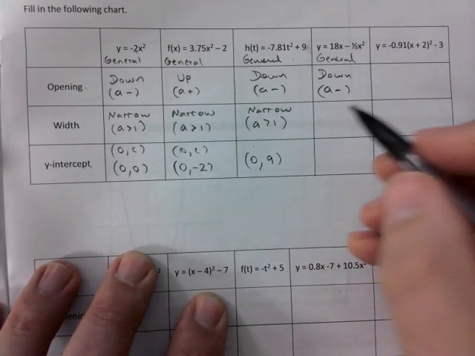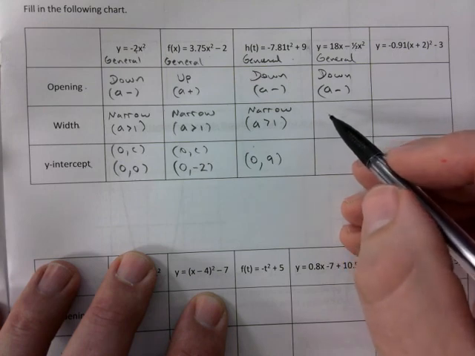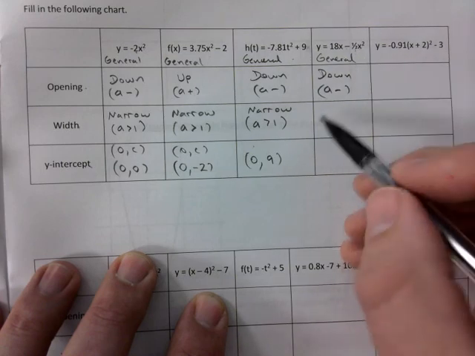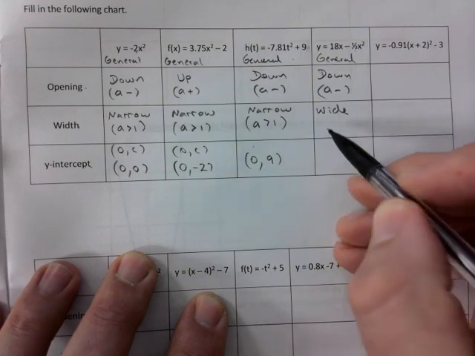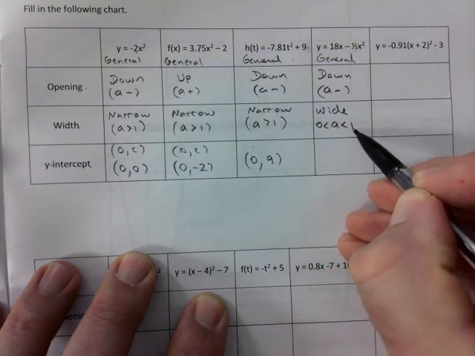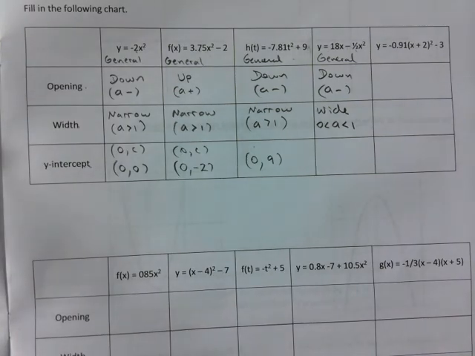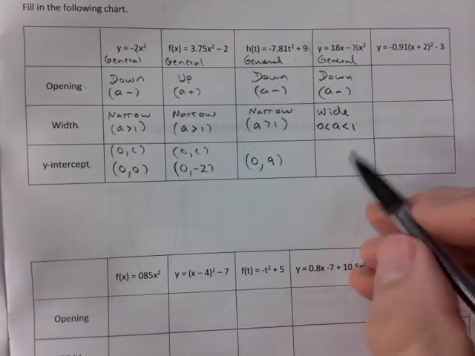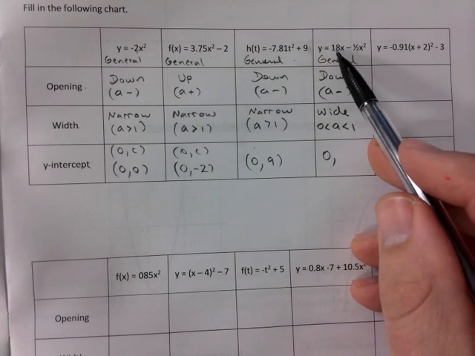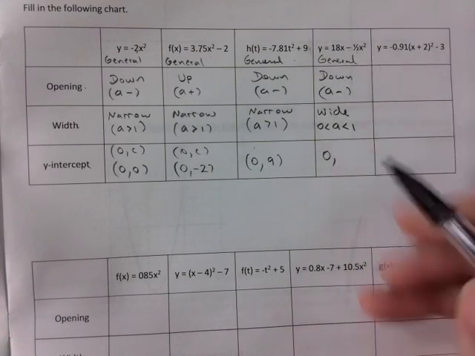Okay. Is this going to be wide or narrow? What do you think? This is going to be wide. Why is that? Because this is the explanation. A is between 0 and 1. It's 0.5 in this case, right? So it could be 0.1, 0.2, 0.3, all the way to 0.99, right? But if it's anywhere between 0 and 1, you've got yourself a wider parabola. And what's my y-intercept? It's not 18, right? It's 0, okay?